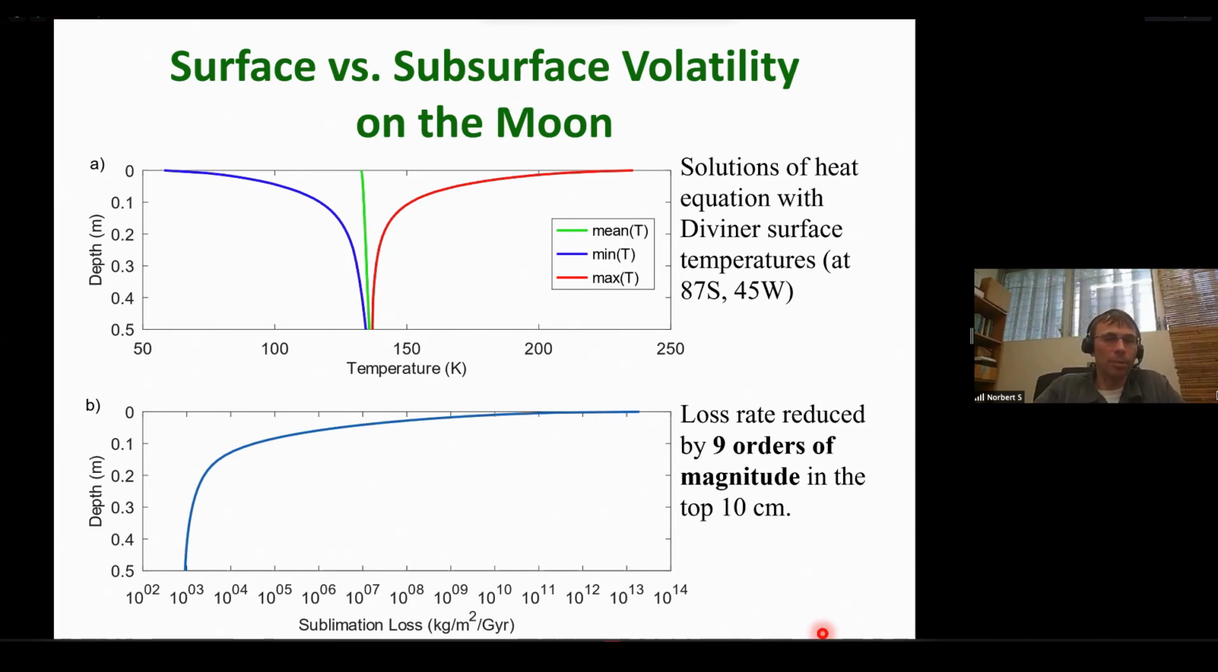So 1,000 is about a meter of ice, at sort of a random location in the polar regions. And within 10 centimeter depth, the loss rate is reduced by 9 orders of magnitude. So if a frost patch on the surface lasts for a year, it's going to last 1 billion years at 10 centimeter depth, right? That's because there's a diffusion barrier, but also, more importantly, because the high peak temperatures of the surface do not penetrate to great depth. So subsurface ice is just much more stable, and the surface is the last place to expect ice.